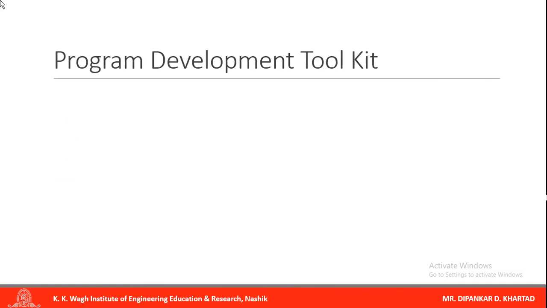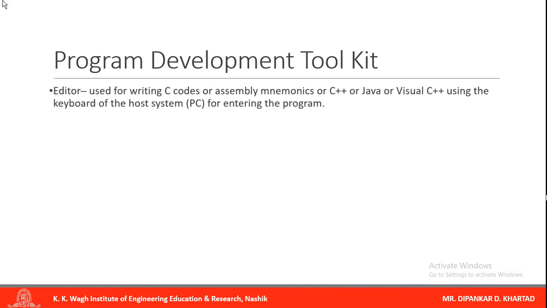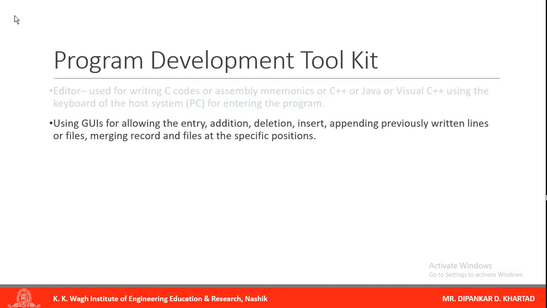Now next is the program development toolkit. It should have an editor, meaning where we will write our code, used for writing C code or assembly mnemonics, or C++, Java, Visual C++ using the keyboard of the host system, that is the PC. It is a piece of software where we can write our code. Using a GUI allows entry, addition, deletion, insertion, appending of previously written lines or files, merging records and files at a specific position.